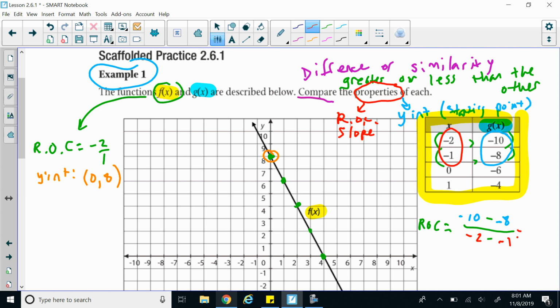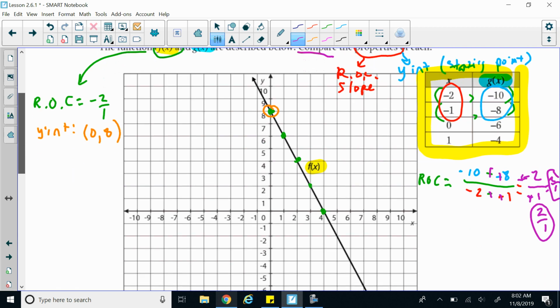Now we've got a bunch of negatives, so we have to be careful with what our answer is going to be simplified. So -10 minus -8. Well, minus minus turns to plus. So it's -10 plus 8, which is -2, over -2 minus -1. So minus minus turns to plus. -2 plus 1 is -1. So now, -2 over -1 can be simplified to +2 over 1, also known as 2 over 1. It's hard to see, sorry, 2 over 1. So this is going to have a positive slope.